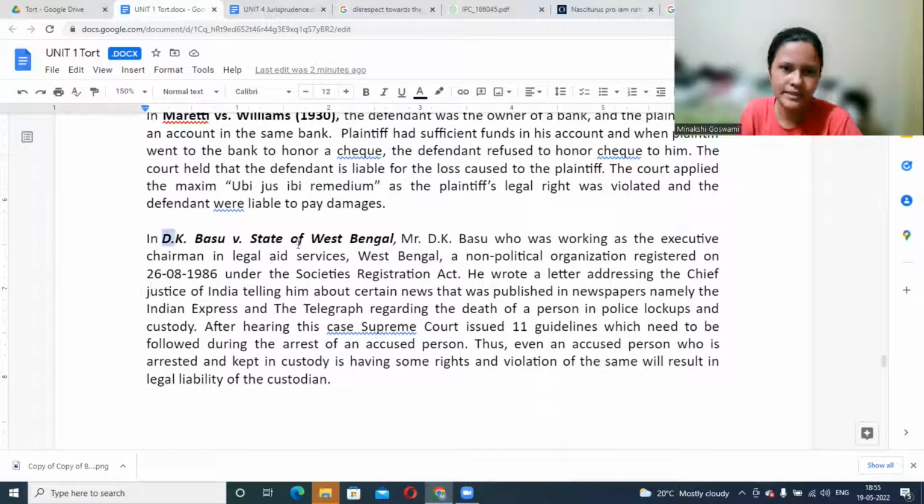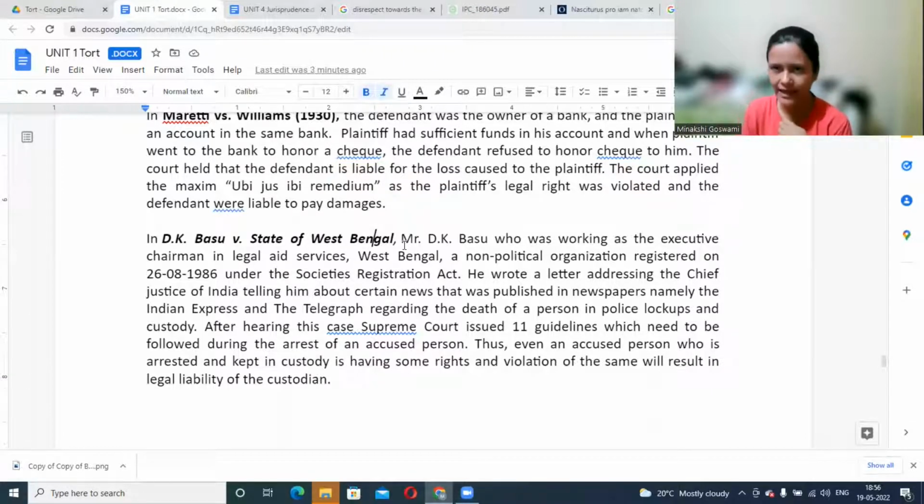Then there was this case, D.K. Basu versus State of West Bengal. Now, what happened in this case is it was not like I mentioned, right? Plaintiff is usually the one who suffers loss. There is a concept called public interest litigation, PIL, wherein someone else can also file a case.